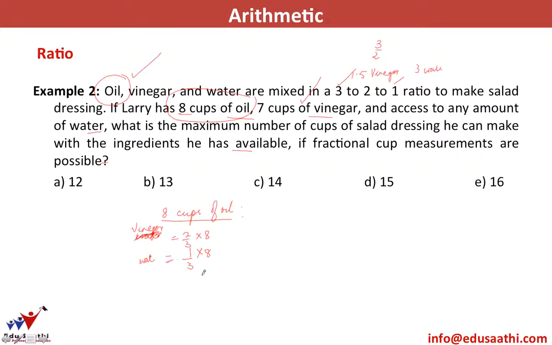So I'll add 8 plus 8 into 2 by 3 plus 8 by 3. If I just take the LCM and add up the things, I may get my answer. The LCM of 3, 16 and 8 is 24. So I have 8 plus this 8, and my answer turns out to be 16. So the maximum number of cups that I can make would be this much.